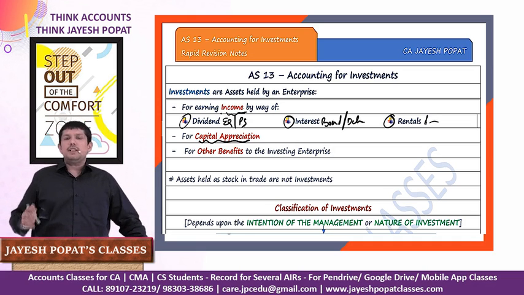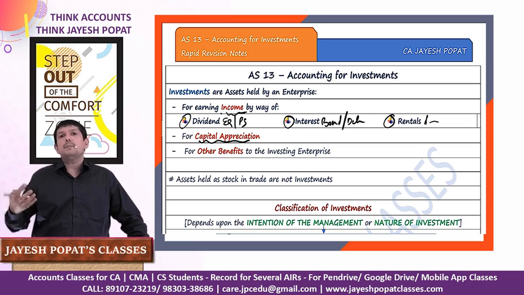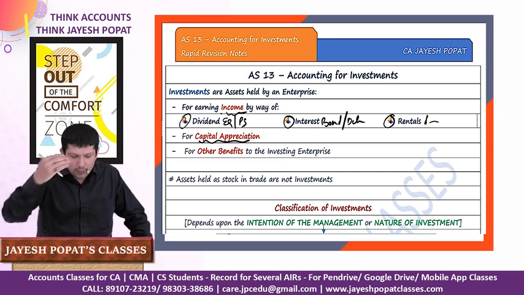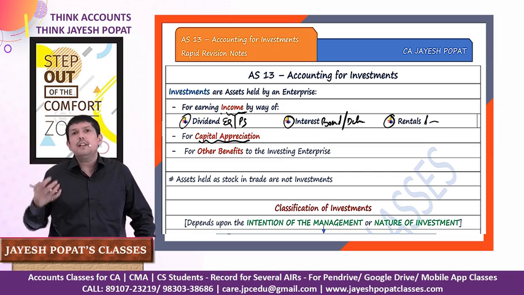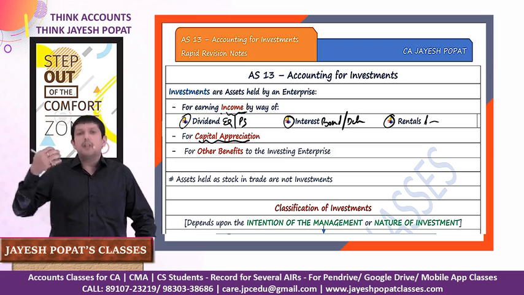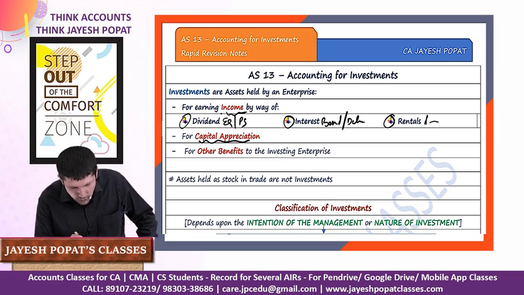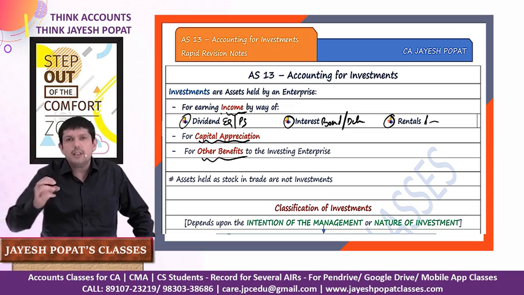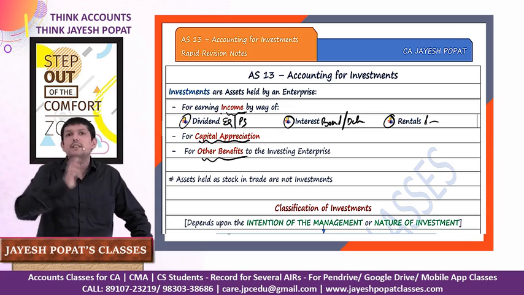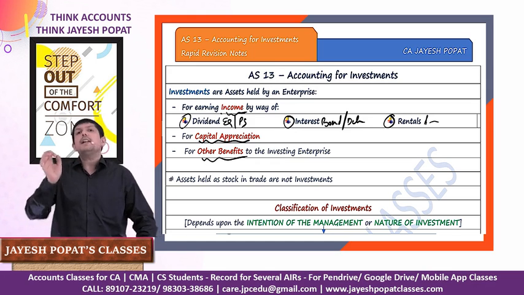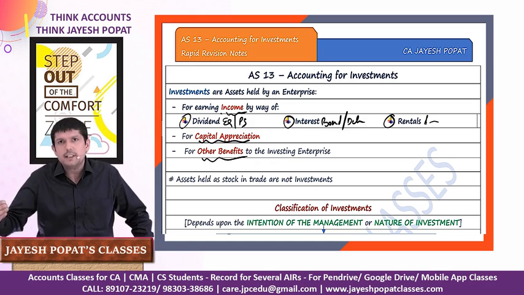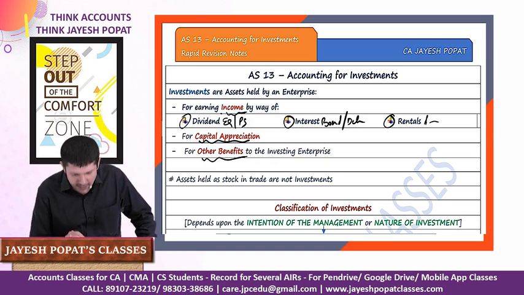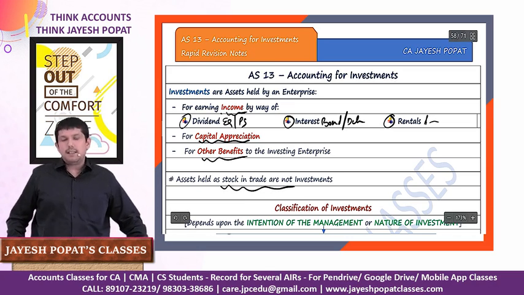For example, if you buy equity shares of Reliance Industries for 1,000 rupees, the primary objective is that after a certain period of time, when the price increases maybe to 1,500 or 1,800, we'll sell off those equity shares. Or maybe we have invested in gold or silver with the perspective of capital appreciation in future. And for other benefits to the investing enterprise, there could be a scenario that one enterprise wants control over another enterprise for strategic reasons, and that is why this investment has been made. So investments are assets held for earning income by way of dividend, interest, and rentals, for capital appreciation, or for other benefits to the investing enterprise. Assets held as stock in trade will not be considered as investment.